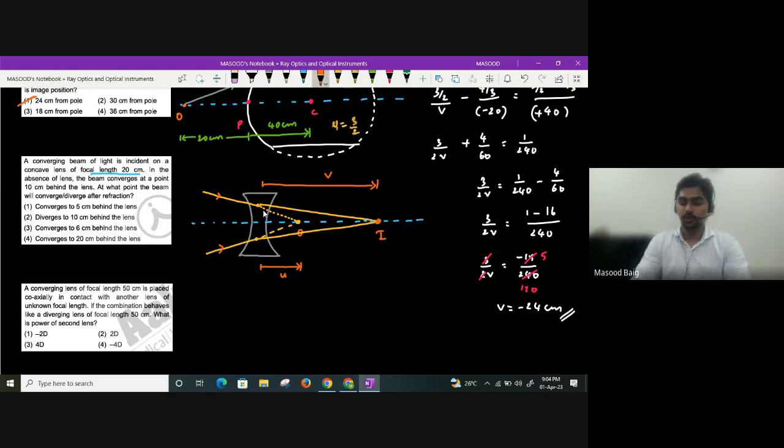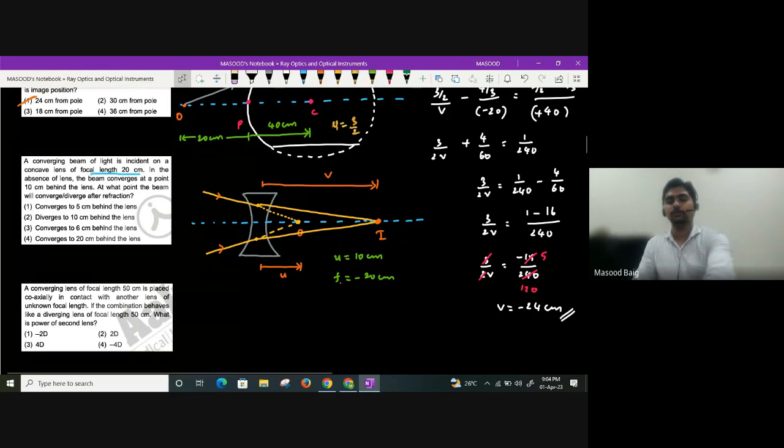The object distance is already given in this case. What is the u value given as? If you look at the question, the u value is given as 10 centimeters. Plus 10 only we will take. What will the focal length be? Minus 20 centimeters. They're asking us to find where it will converge after refraction.